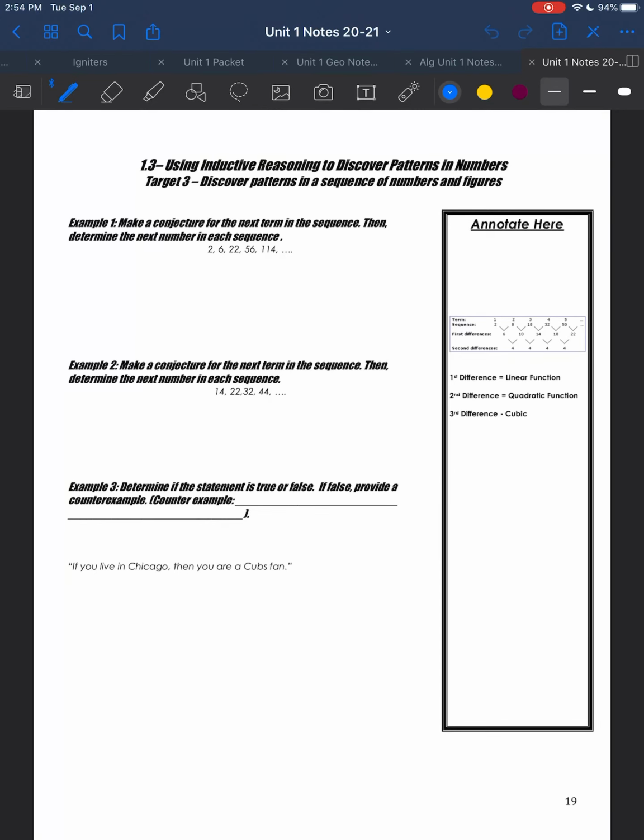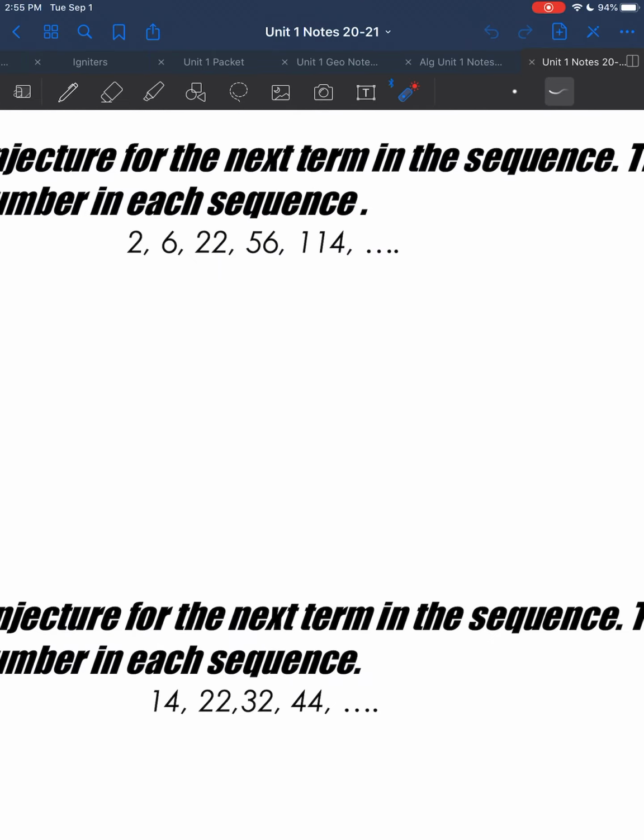All right, so today we're going to be talking about different patterns and reasoning. So for this first example, we want to make a conjecture, which is basically just an educated guess, about the next term in the sequence. Then determine the next number in each sequence. So our first number that we have is 2, then 6, then 22, 56, and 114.